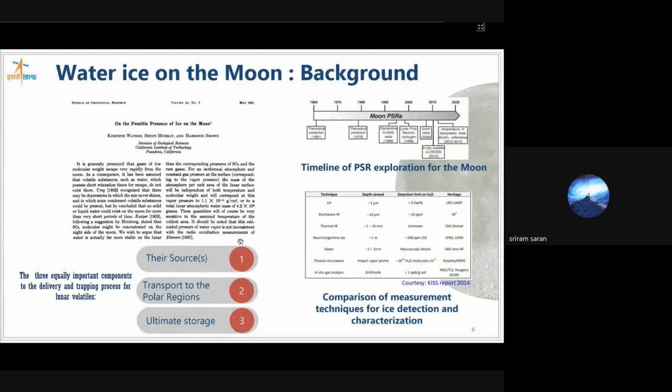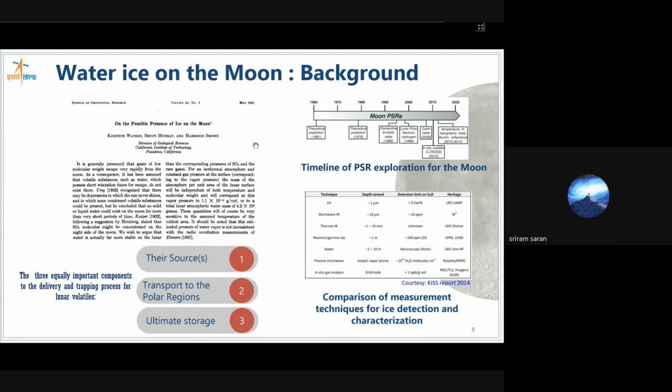So let's start with the topic of water ice with a bit of background here. The evidence of ice on the moon started with this seminal work of Watson in the 60s. This is a theoretical work which first predicted that water ice can exist at the lunar poles in some regions of permanent darkness, which we now refer to as permanently shadowed regions, because sunlight has never reached those regions at the poles because of its tilt with the ecliptic plane.